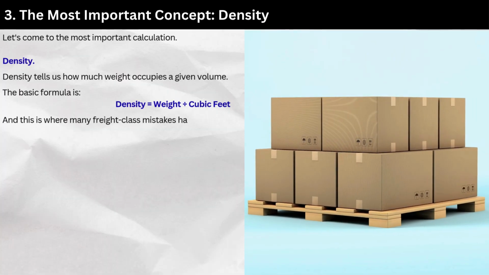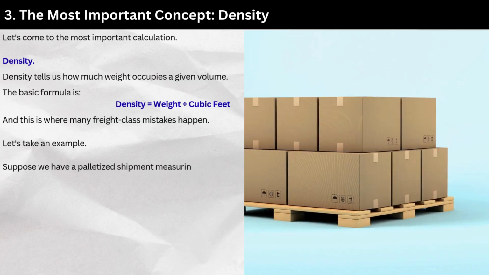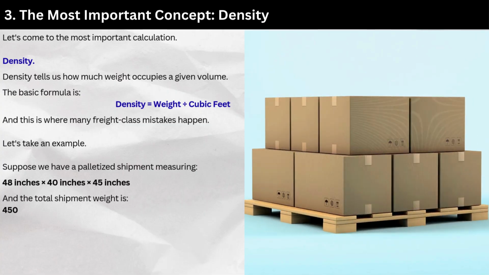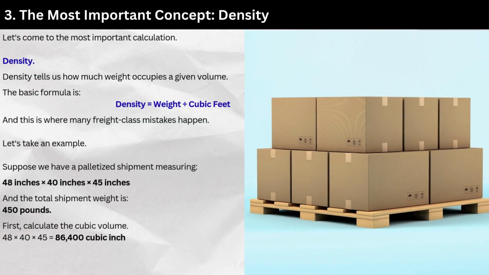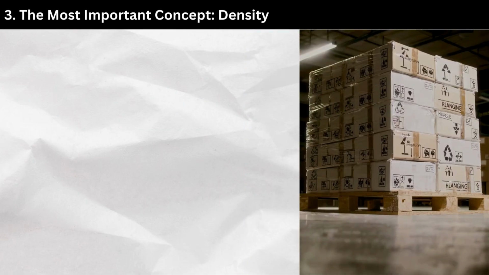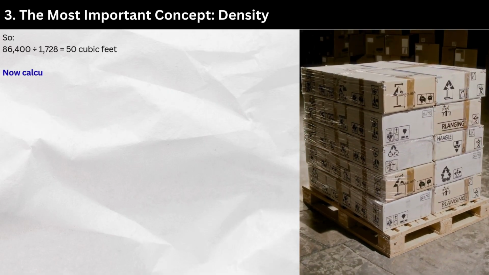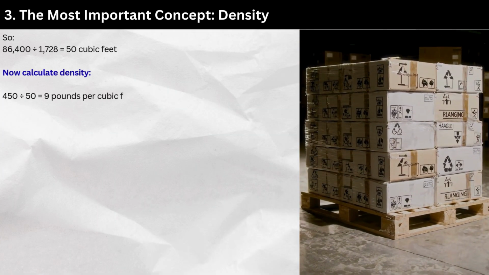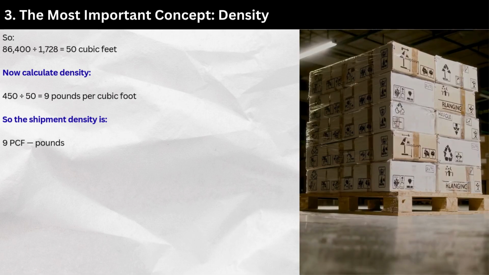Let's take an example. Suppose we have a palletized shipment measuring 48 inches times 40 inches times 45 inches. And the total shipment weight is 450 pounds. First, calculate the cubic volume. 48 times 40 times 45 is equal to 86,400 cubic inches. There are 1,728 cubic inches in 1 cubic foot. So, 86,400 divided by 1,728 is equal to 50 cubic feet. Now calculate density. 450 divided by 50 is equal to 9 pounds per cubic foot. So the shipment density is 9 PCF, pounds per cubic foot.